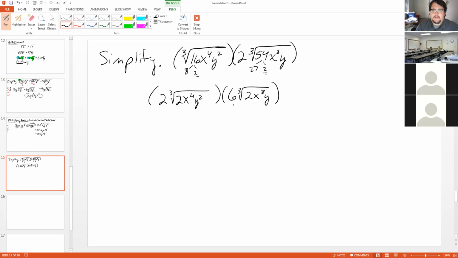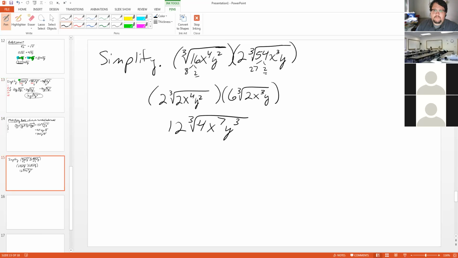And then I'm just going to multiply outside parts together, inside parts together. So 12, that's a 2 and the 6. Cube root of 2 times 2 is 4. X to the 4th times x to the 3rd. Remember, when you're multiplying, add exponents. So 4 plus 3 is 7. Y squared times y makes 2 and 1 make 3 y's. Y to the 3rd. And now I can break down the letter parts.